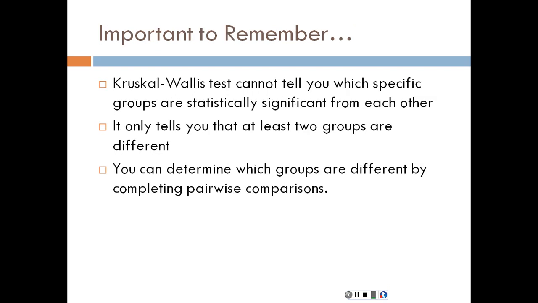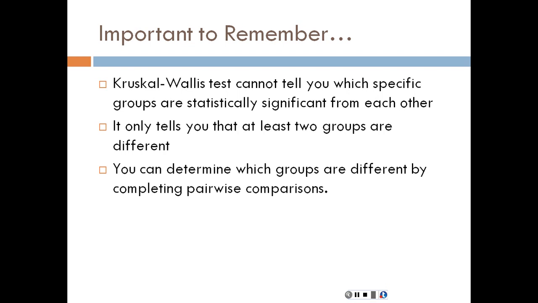Now, one very important thing to remember, the Kruskal-Wallis test cannot tell you whether specific groups are significantly different from each other. So it should say statistically significant, sorry. It cannot tell you exactly which groups are statistically significant. I cannot talk, I'm so sorry.